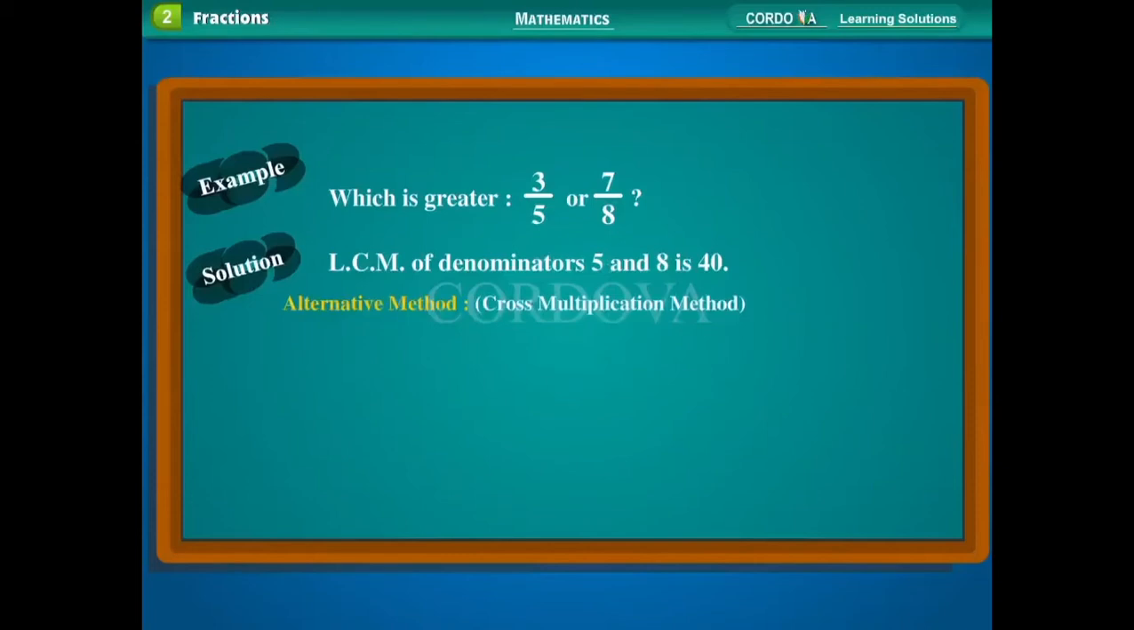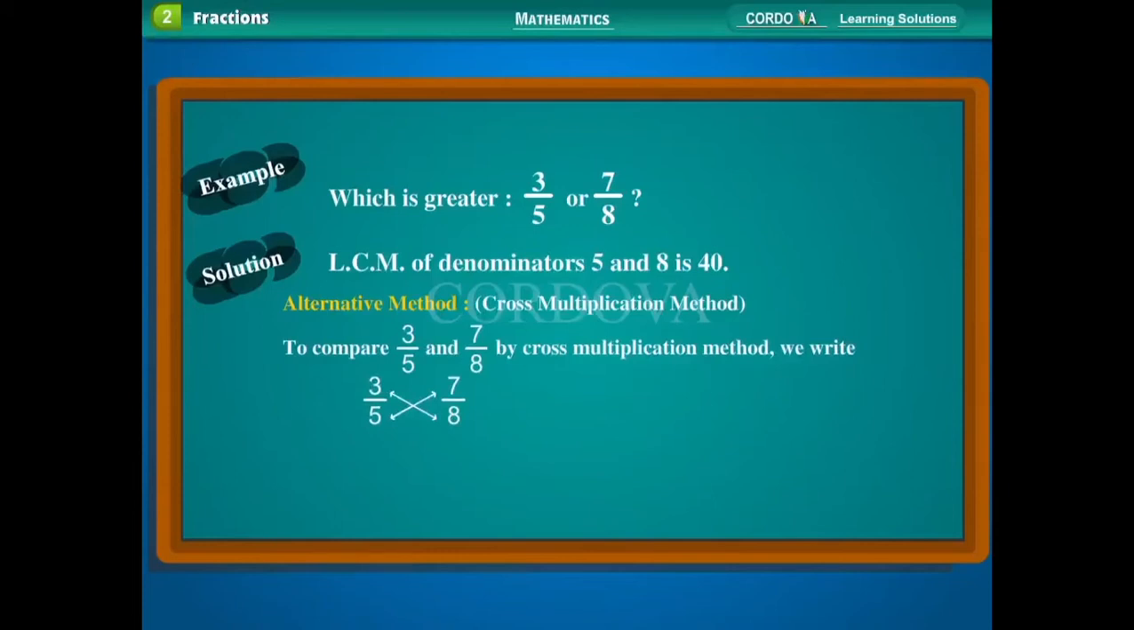Alternative method. Cross multiplication method. To compare 3 upon 5 and 7 upon 8 by the cross multiplication method, we write 3 upon 5, 7 upon 8. Cross: 3 into 8, 7 into 5, 24, 35. Since 35 is greater than 24, hence 7 upon 8 is greater than 3 upon 5.